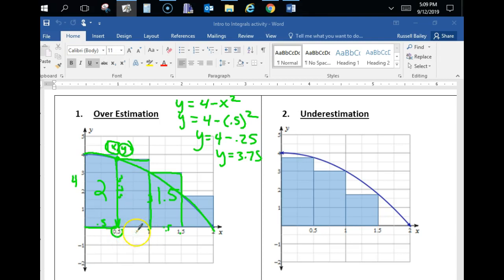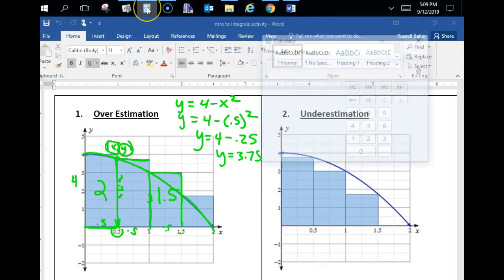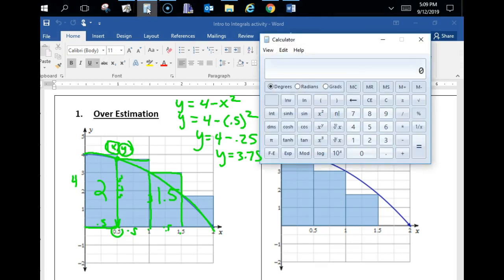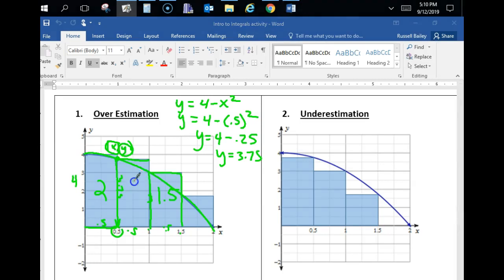The base from 0.5 to 1 is 0.5. And now I can do base times height like I was before. I'm a little out of my league now with just mental math, so I'm going to have to use a calculator. 3.75 times 0.5 is 1.875. So the area of this rectangle now is 1.875. We have one more rectangle to do. So I've got this area, I've got this area, I've got this area, and I need to find this area. Once I have all four, I'm just going to add them together. And that's going to be my estimation for the area underneath of this curve.